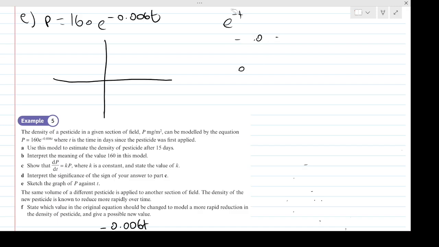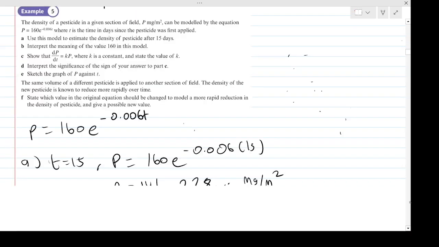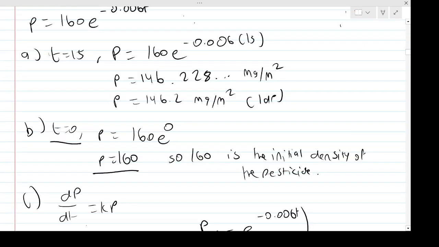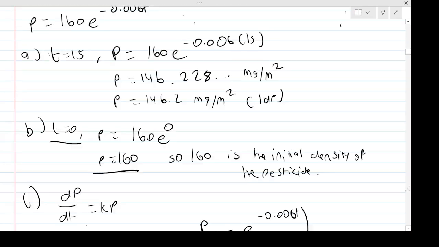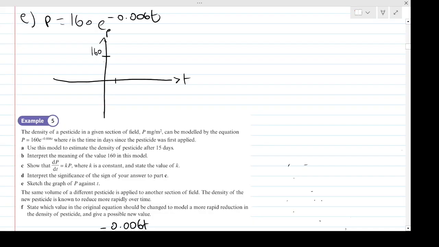But actually, there are quicker ways of doing it by just spotting certain things. Firstly, it's going to be P against t. I already deduced in part B that the initial value when t was 0 was 160. So 160 is going to be on my P axis, the p-intercept, when t is 0. And I also saw in part A that when t is 15, p is 146. So it's going to be somewhere there.